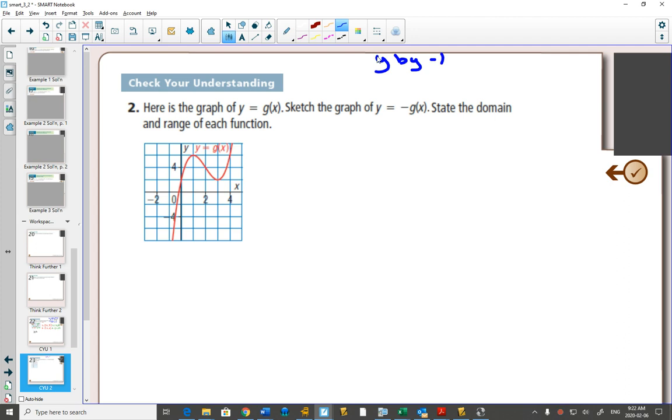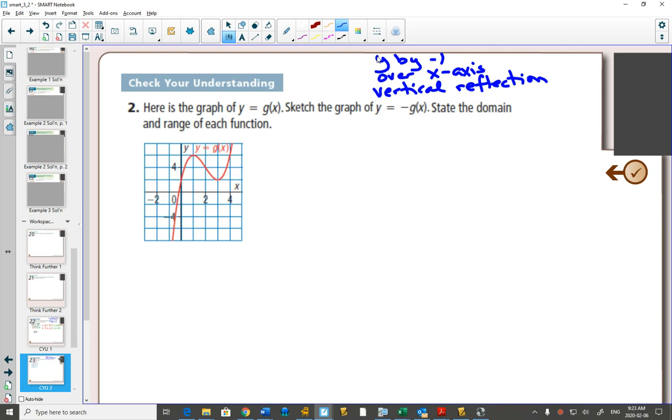That's going to be over the x-axis. We would call that a vertical reflection. My y values are multiplied by negative 1. I'm flipping over the x-axis.